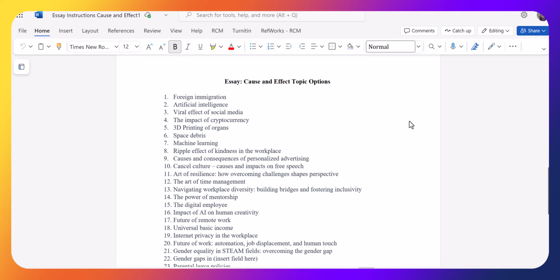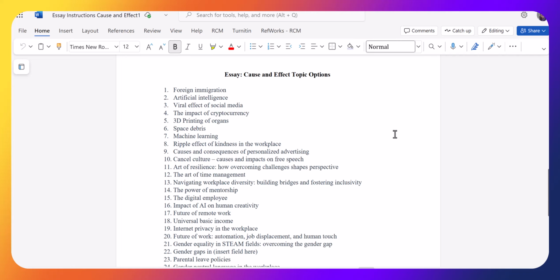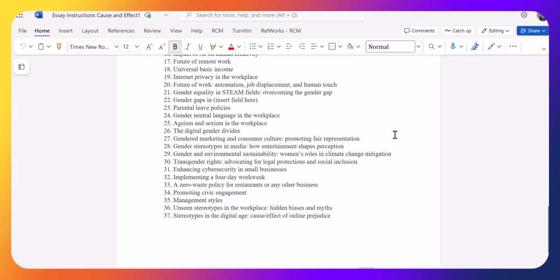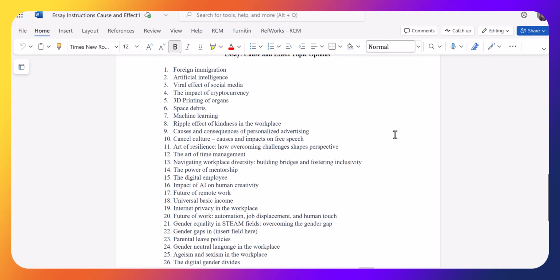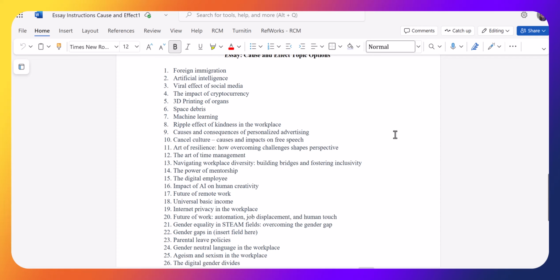You're going to choose your topic from this list, and there are 37 different options here. Now, some of these we can manipulate or revise a little bit in order to make sure that we are narrowing the topic sufficiently.